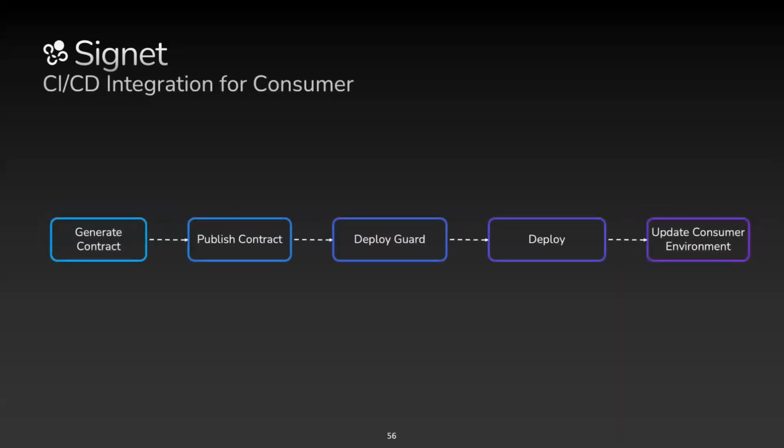Now, we'll go over the consumer's workflow. First, we generate the contract. Then we publish the contract to the broker. To test if the contract is compatible, we run deploy guard. Once that passes, we are ready to deploy. And finally, we update the consumer's deployment status. All of these steps can be automated in CI/CD through the Signet CLI. CI/CD pipelines can also kick off contract testing workflows in response to webhooks emitted by the Signet broker.